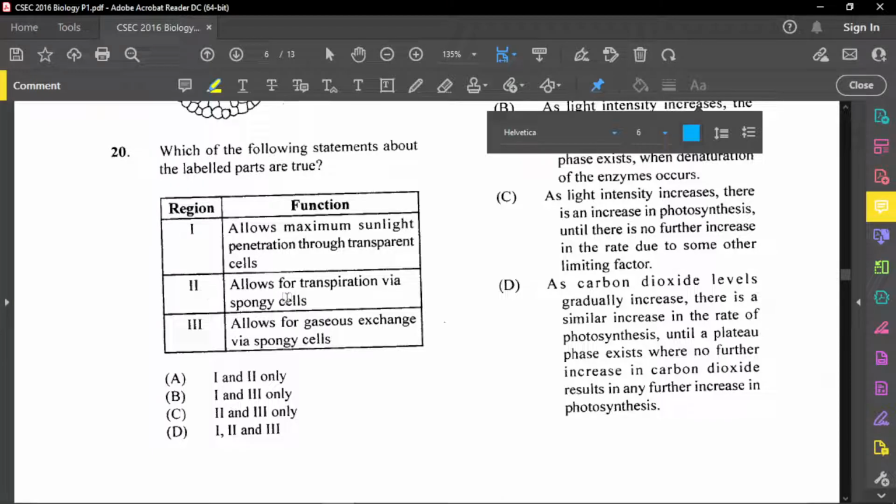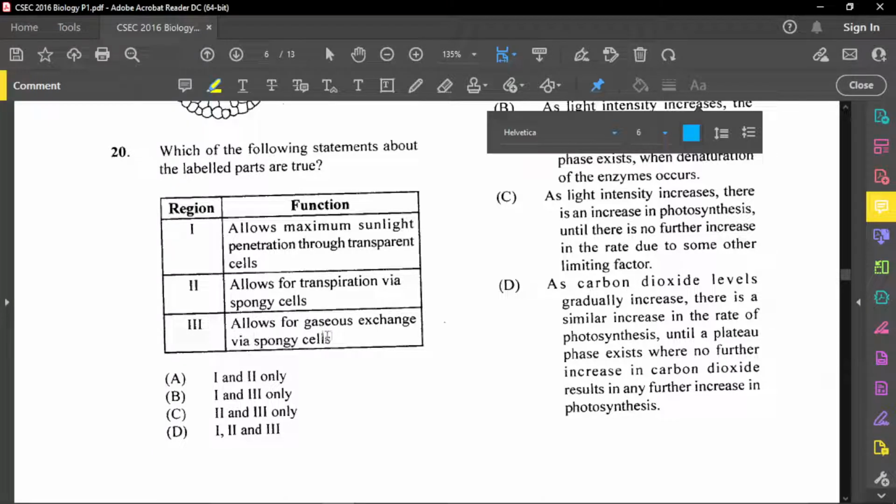All right, 2, we said allow for transpiration via spongy mesophyll. No, that's not right. Transpiration actually takes place on top of the leaf, right? So definitely that's not true right there at all.